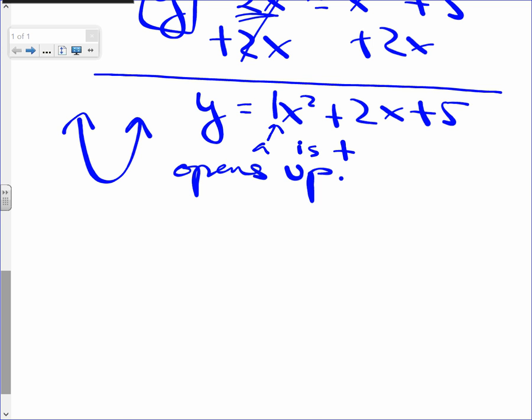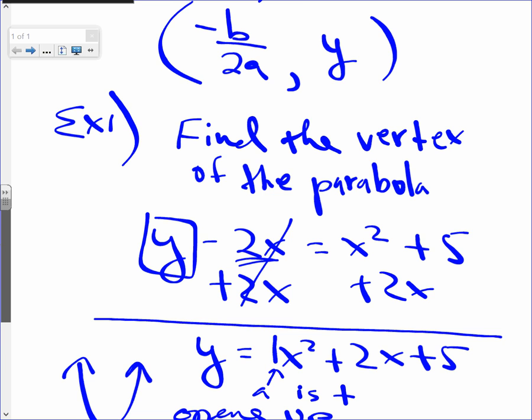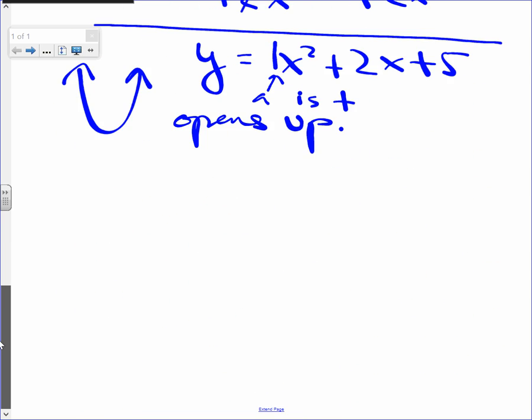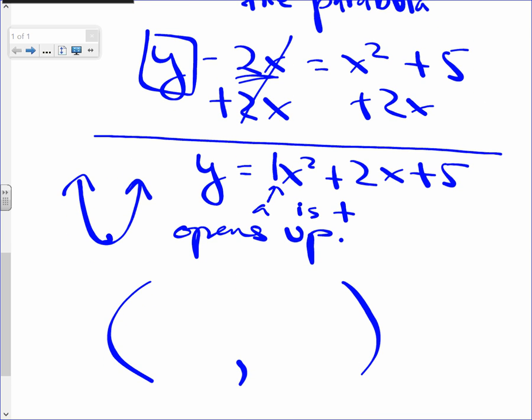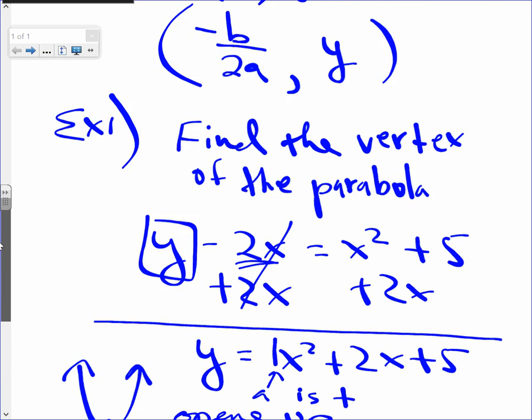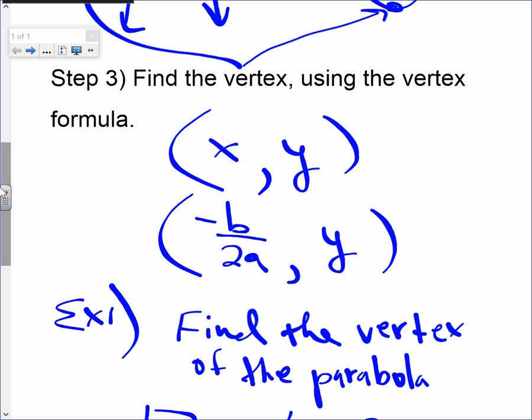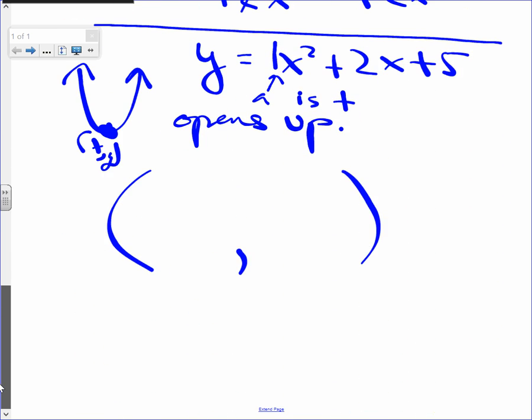Now the mission. The mission was find the vertex. Let's do it. So we're going to find the vertex. What is this bottommost point? What's the x and y coordinate of that bottommost point? Well, the recipe is the vertex, and here's the recipe right here. Step 3. Negative b over 2a is the x coordinate, and then you plug that puppy back into the equation to get your y. Exactly. Let's do it. Negative b over 2a is going to be our x coordinate. Watch this.